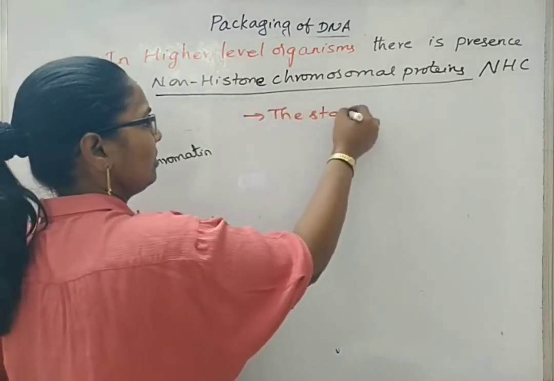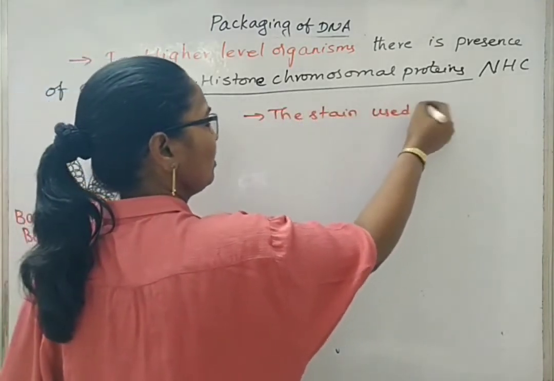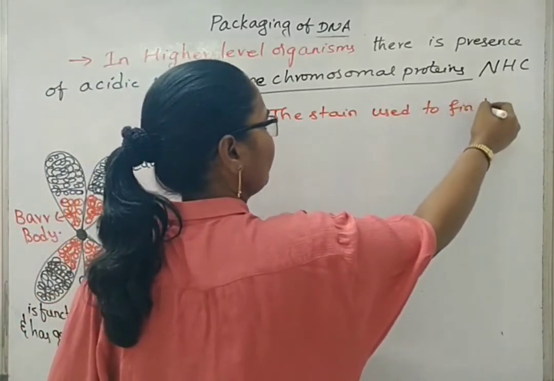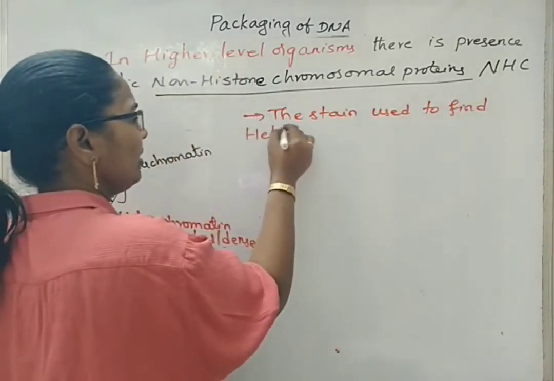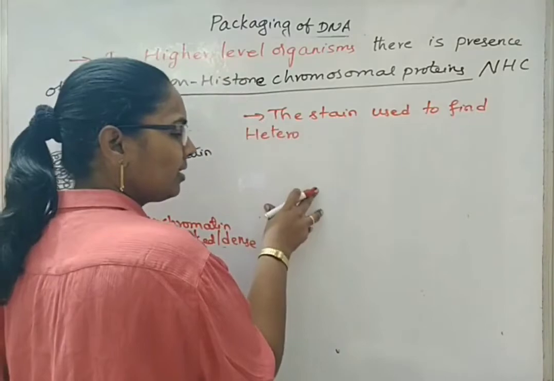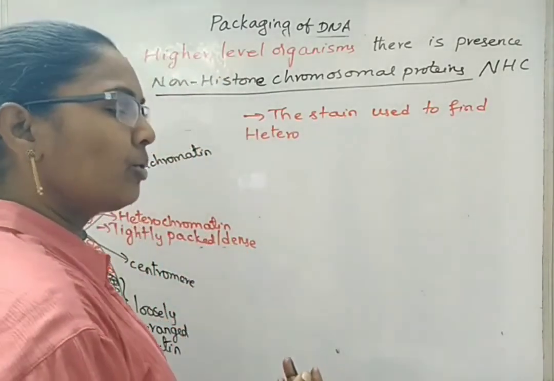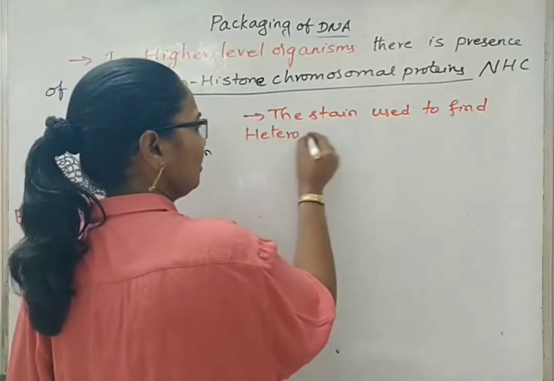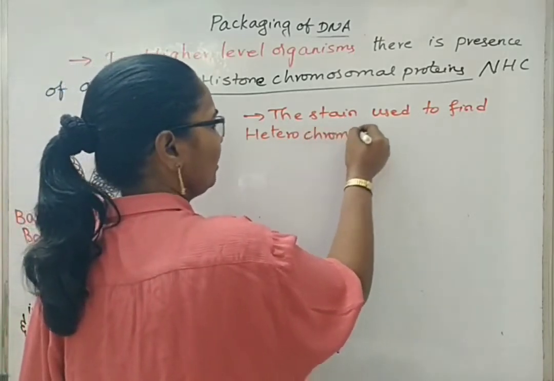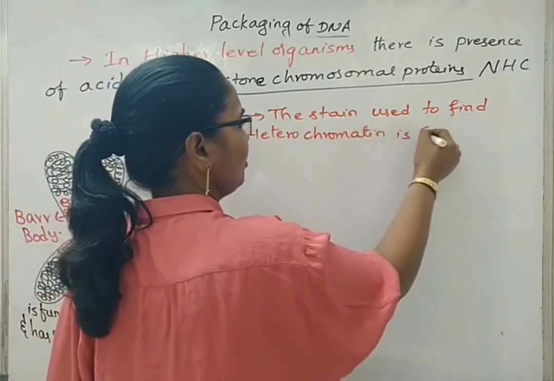The stain used to find heterochromatin, or another way to frame it, the stain that is used to see the chromosomes also, is Giemsa stain. Heterochromatin takes Giemsa stain.